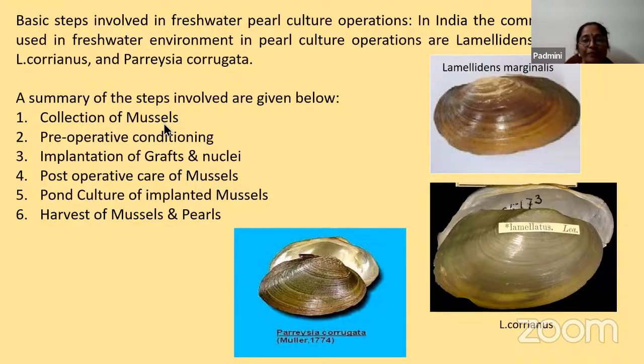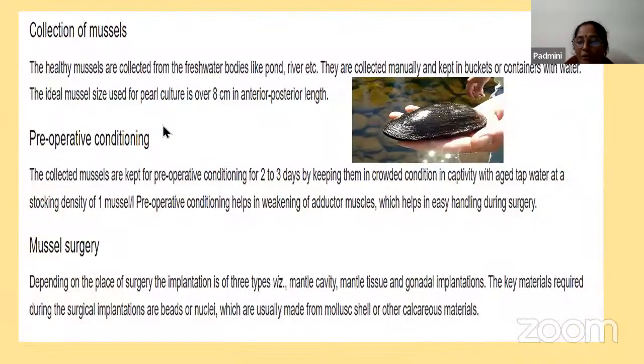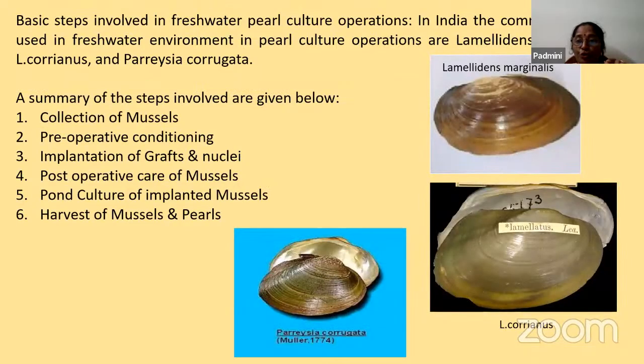What are those steps over there? I'll just quickly go into the steps. So first thing is, you're going to collect the mussels. You're going to collect them from any river beds over there. First, you're going to do the collections. You have to find out which type you're collecting, because you should know what a marginalis looks like, or a corianus or a corrugata looks like. So you have to be very sure.